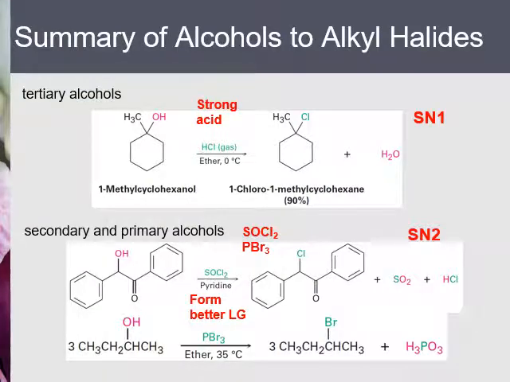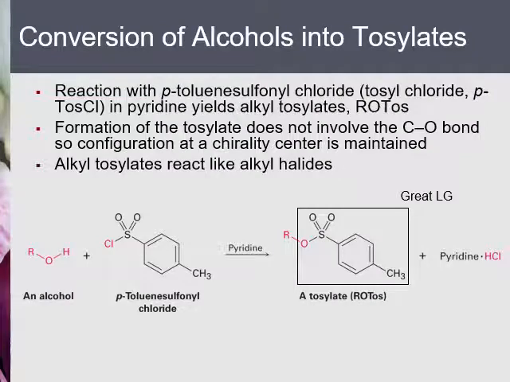In summary, tertiary alcohols react with strong acid, hydrogen chloride or hydrogen bromide, to form alkyl halides. The reaction is SN1 reaction. Secondary or primary alcohol react with the thionyl chloride or phosphorus tribromide to form alkyl halides, and the reactions are SN2 reaction. The poor leaving group hydroxy in alcohols can also be converted to tosylate. As we know, tosylate is a great leaving group. So this makes the substitution reaction possible to form alkyl halides.